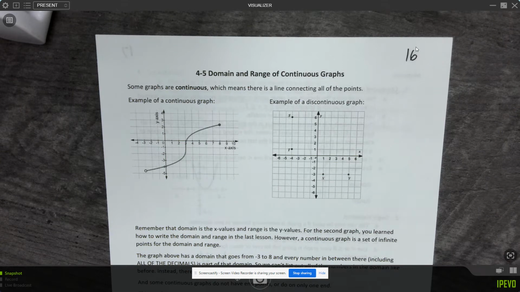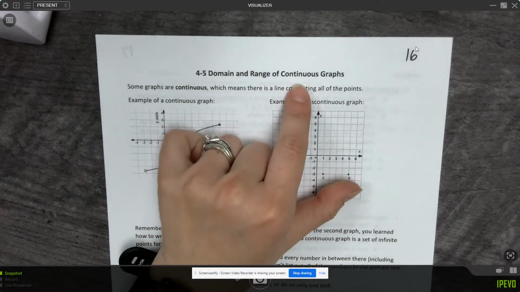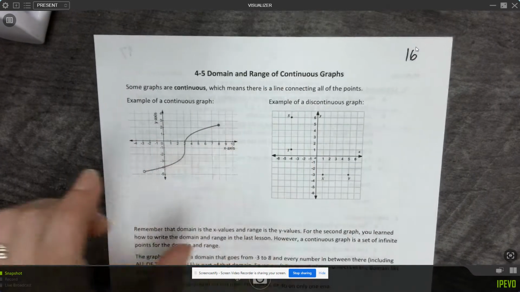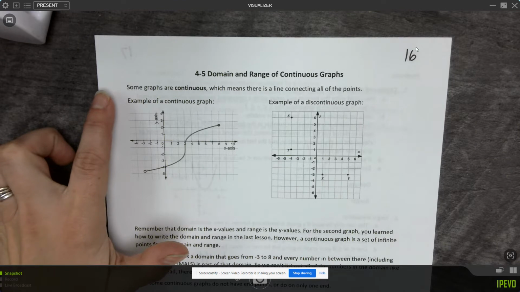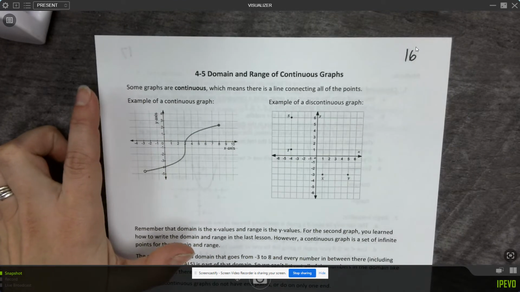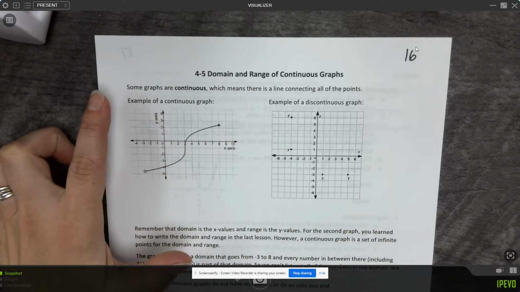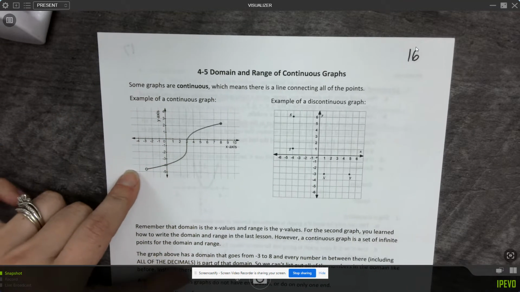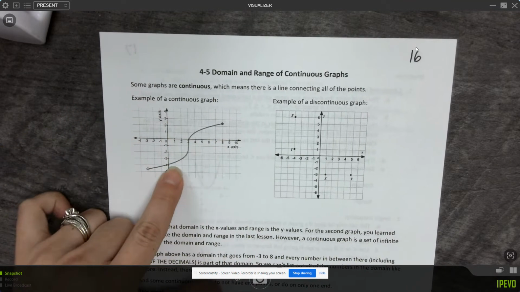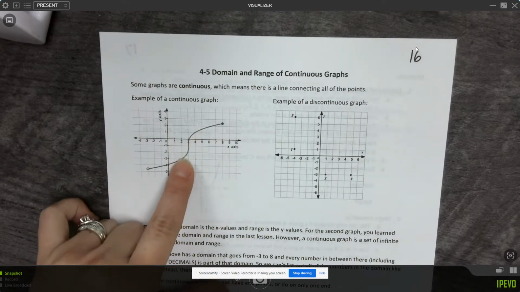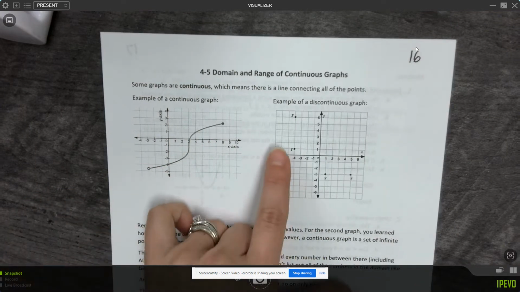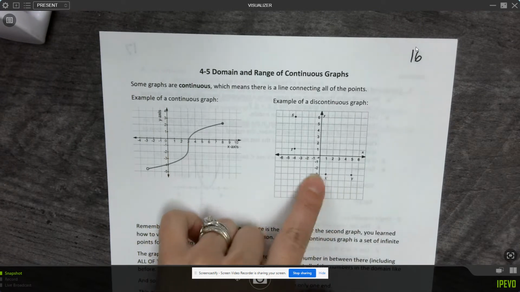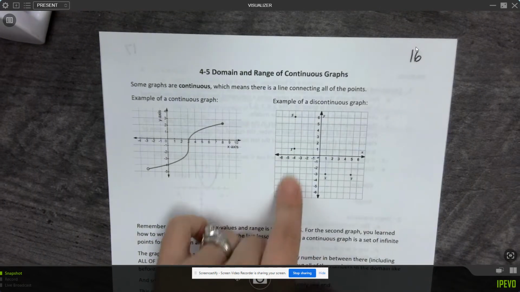All right, we're going to continue talking about domain and range, and now we are going to talk about continuous graphs. So some graphs are continuous and some are not. If it's continuous, it means that there is some connection in all of your points. So this is a continuous graph. From the point to the other point, it is continuous. It's always connected. Whereas this is not continuous. These dots are separated. This is what you saw in your last example.